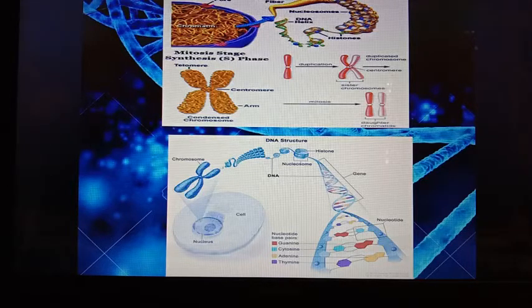So, nucleus has two major functions. It stores the cell's hereditary materials, that are genes. It controls and coordinates all cellular activities, which include growth, metabolism, protein synthesis, and cell division.